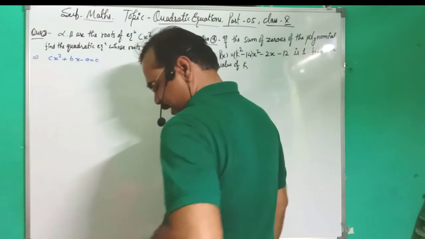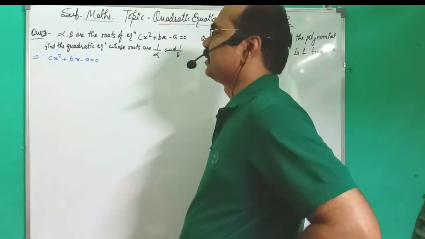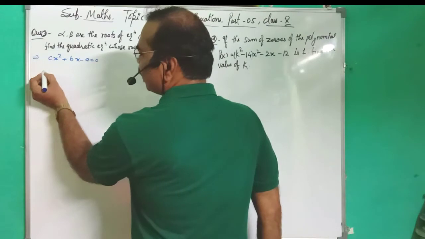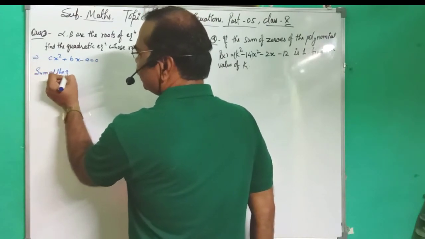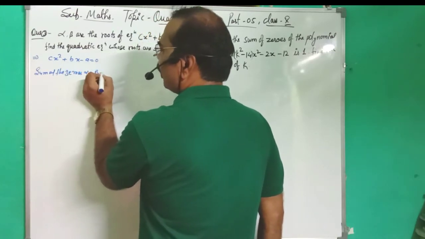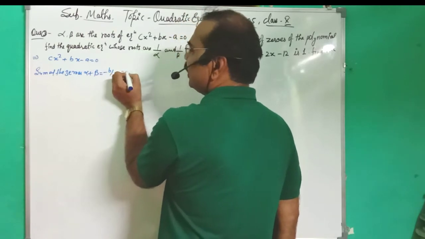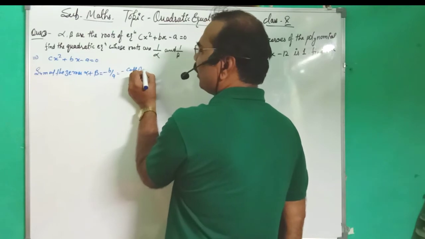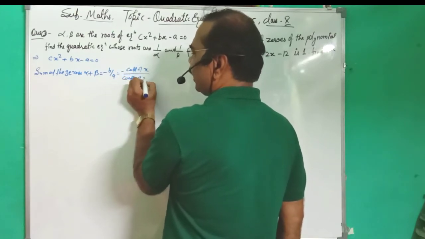So we can find, students, the value of cx square plus bx minus a. It means the value of the sum of the zeros. Students, you have to know that the sum of the zeros means you can find the value of alpha plus beta is equal to minus b upon a, or we can write minus coefficient of x upon coefficient of x square.